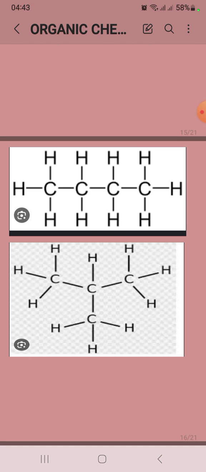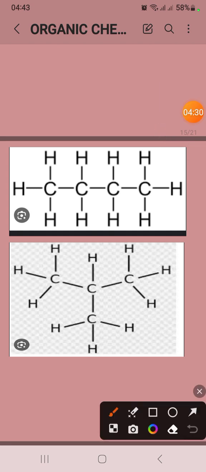Now an organic compound may have more than one structural formula, more than one type of arrangement of atoms. You can see this second structure of butane. This butane is called isobutane because here the carbon atoms are not joined in a straight chain. 3 carbon atoms are forming a straight chain and the 4th carbon is forming a branch along the straight chain. Such type of compound is called a branched chain organic compound, and its name starts with iso.